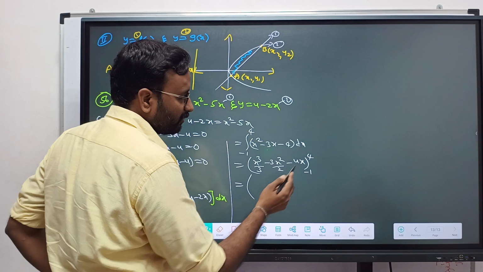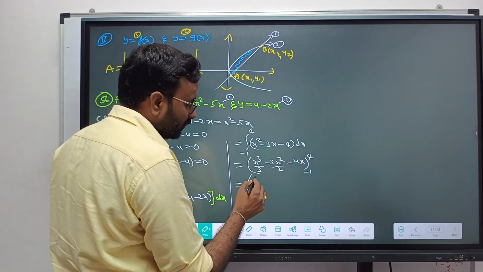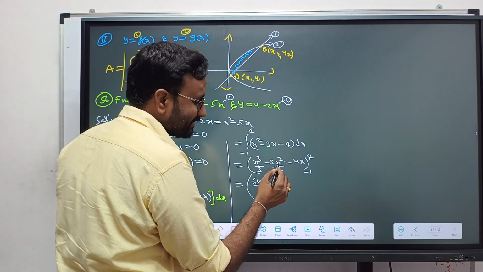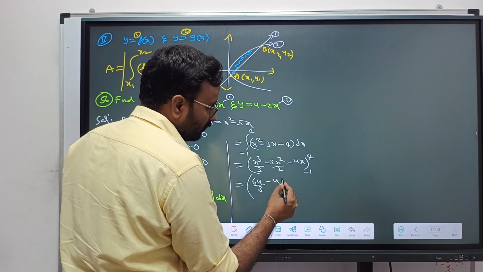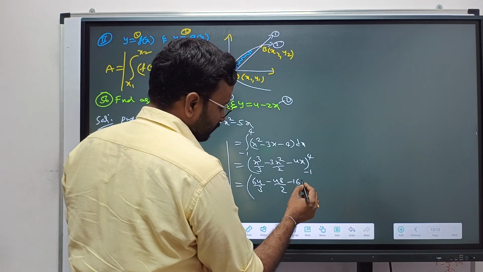First apply the upper limit. 4 cube is 64, so 64 by 3. And 4 square is 16, 16 times 3 is 48, so 48 by 2. And this is 4 times 4, which is minus 16. This is the upper limit.